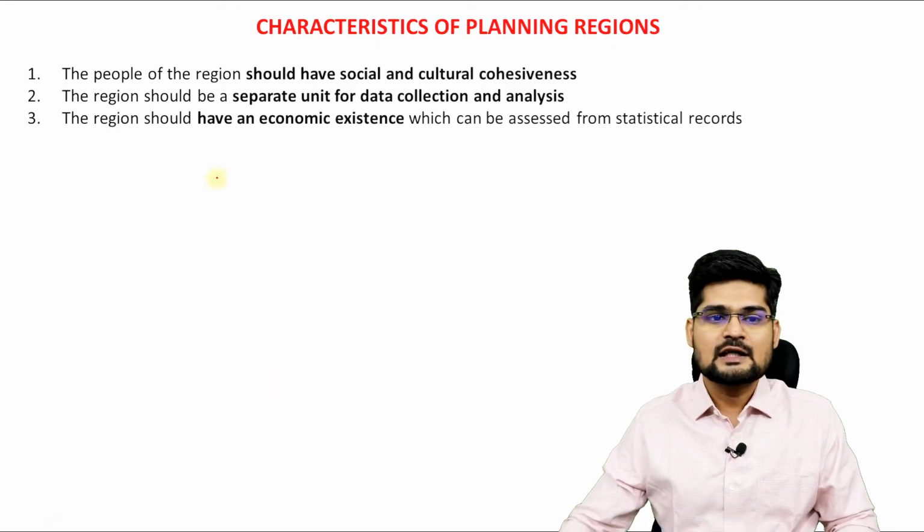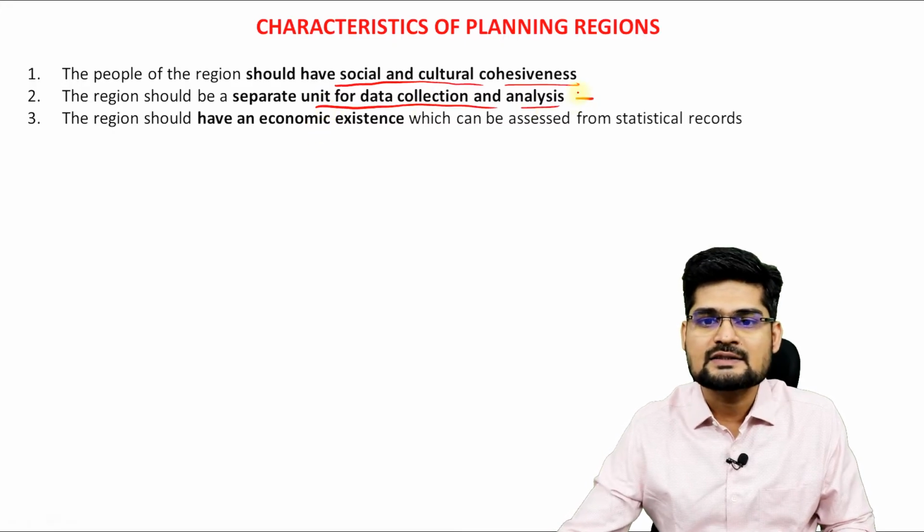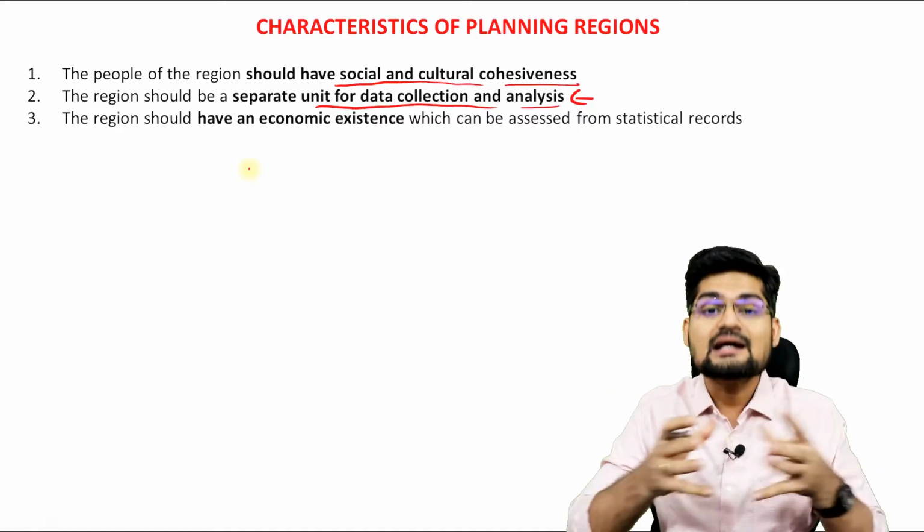Now if you observe, what are the various characteristics of planning region? So let's look at the list. Remember, people should have social and cultural cohesiveness in a region. Then a separate unit for data collection and analysis. It should be clear-cut defined so that we have enough data at that unit.